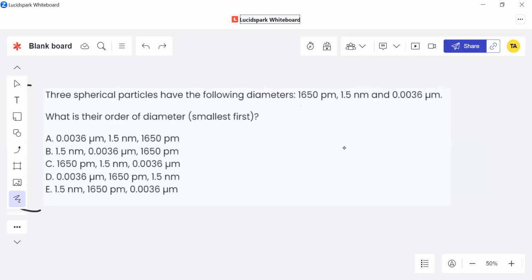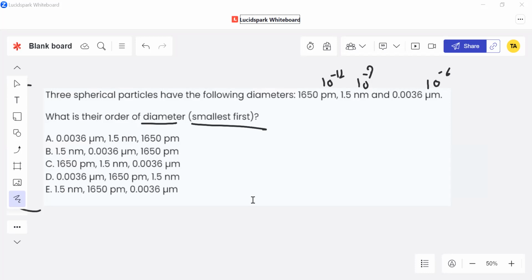Okay, so let's do this question. Three spherical particles have the following diameters: 1650 picometer, 1.5 nanometer, and 0.0036 micrometer. Picometer, remember, is 10 raised to power negative 12. Nanometer is 10 raised to power negative 9. And micrometer is 10 raised to power negative 6. So what is the order of diameter? Smallest first and the biggest last.